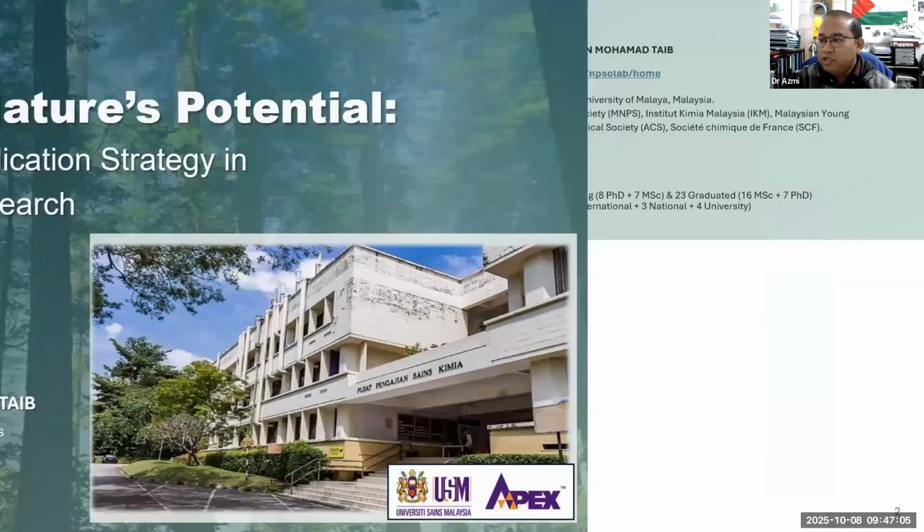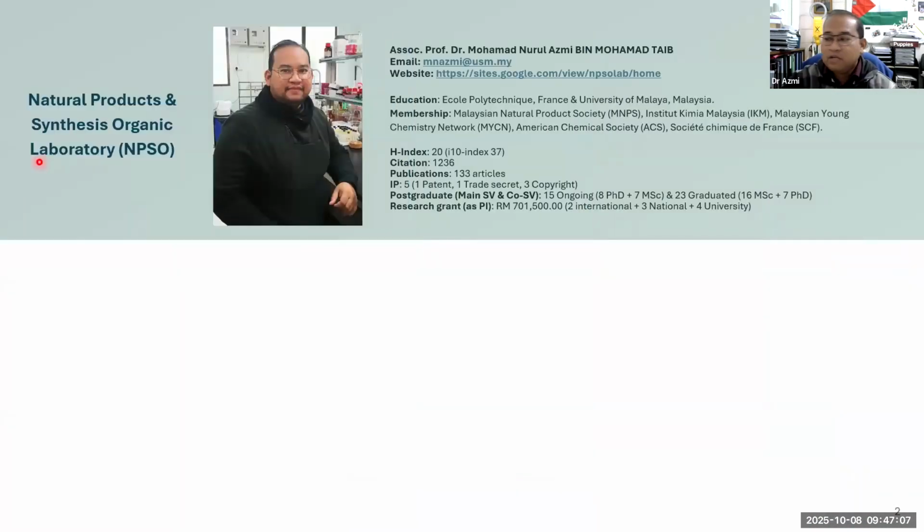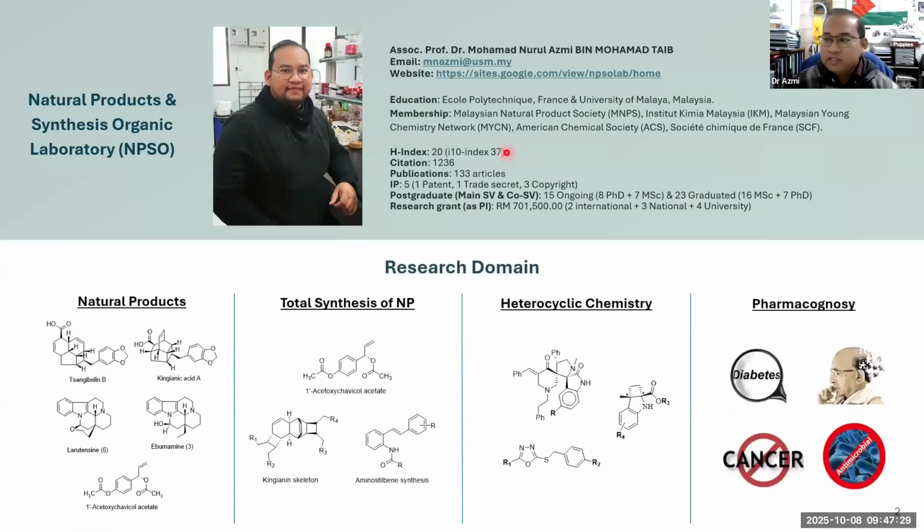So, some information about myself. I'm just a normal person who loves to do research and also to train our young people to be good scientists. As for membership, I'm a part of the Malaysian Natural Product Society and Institut Kimia Malaysia. And for research domains, there are several areas that we work on together.